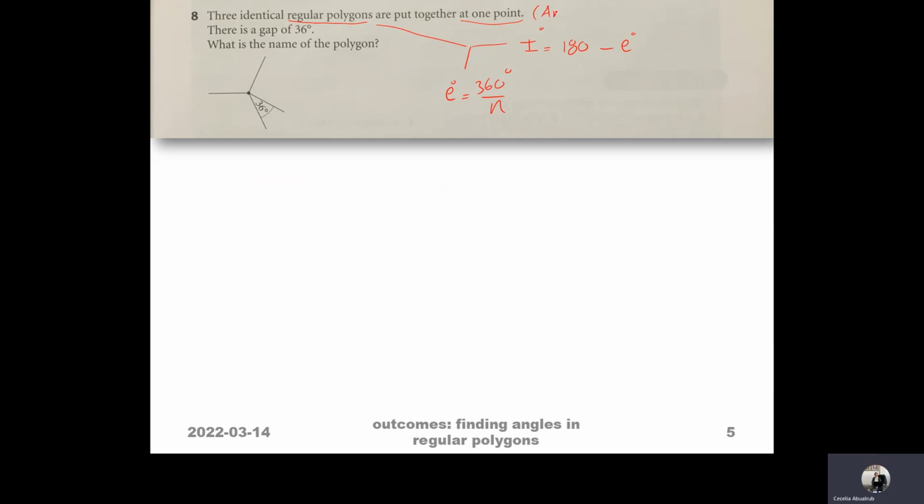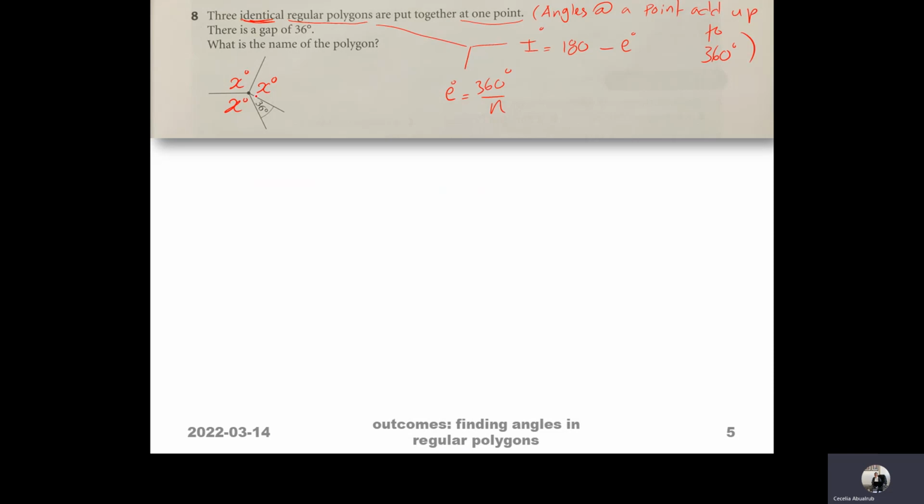So, angles at a point add up to 360 degrees. Perfect. There is a gap of 36. What is the name of the polygon? So as you can see, when they say three identical polygons, it means that I can name this angle as X, and this one as X, and this one as X degrees, because they are identical polygons.